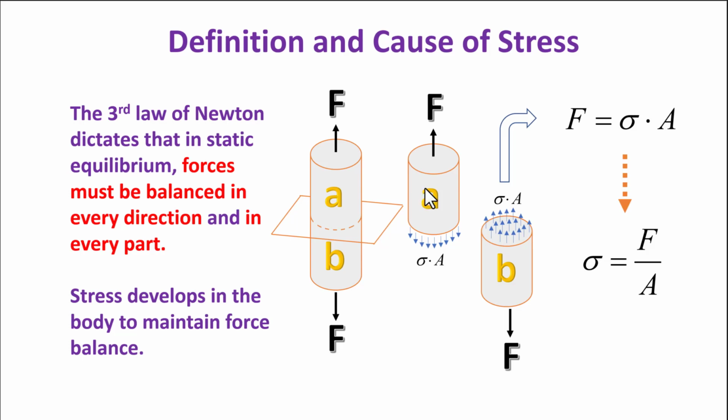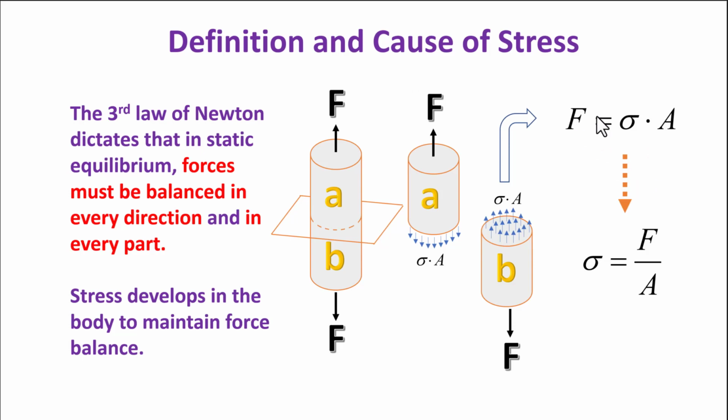Now, force balance of part A means that the force F pulling it up from the top end must be balanced by a force pulling it down at the contact. Likewise, B must be pulled up at the contact to balance the force pulling it down at its bottom base. So A and B attract each other through this contact. See, the attraction is precisely the same magnitude as the external load.